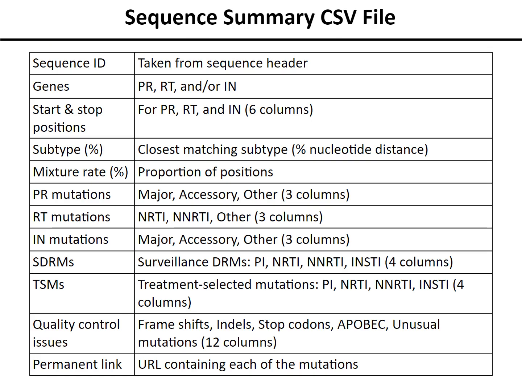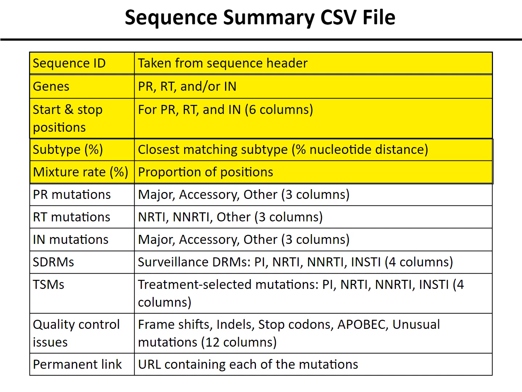If a large number of sequences are entered, then it makes more sense to select one of the spreadsheet output options, of which the two most common are the sequence summary and resistance summary files. This figure summarizes the output of the sequence summary file. Overall, the file contains 1 row for each sequence and about 40 columns. The first column contains the unique sequence ID, and the next 7 columns indicate which genes were sequenced and the range of positions that were sequenced for each gene.